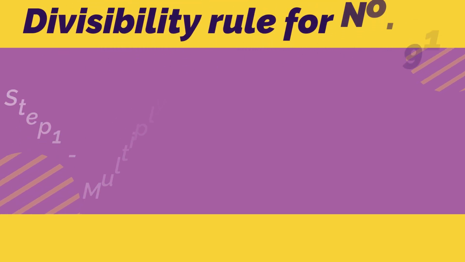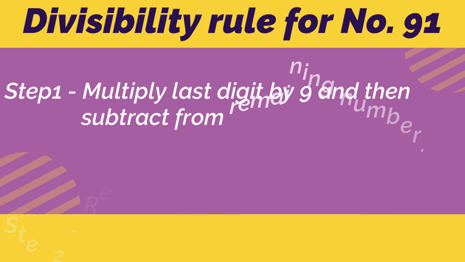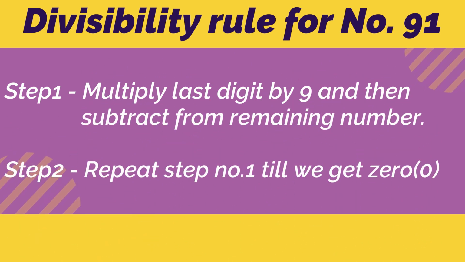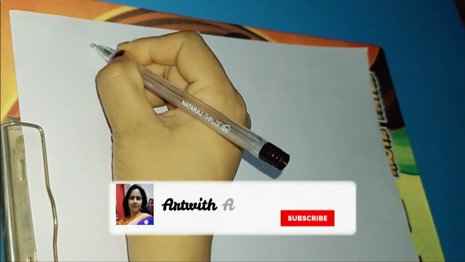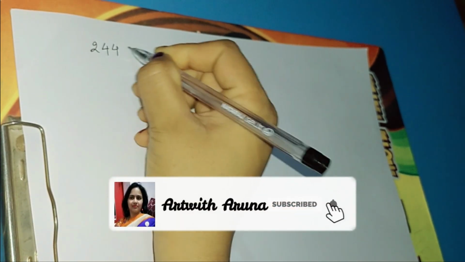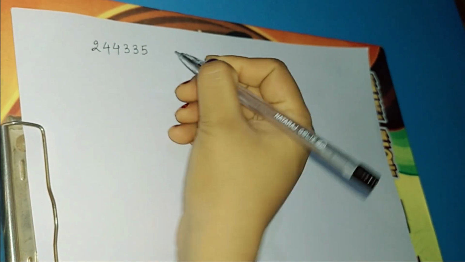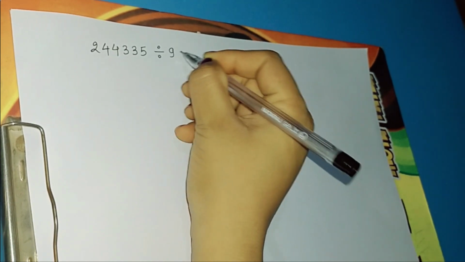Divisibility rule for number 91 contains two steps. Step 1. Multiply last digit by 9 and then subtract from remaining number. Step 2. Repeat step 1 till we get 0. Let's check whether the number 2,44,335 is divisible by 91 or not.